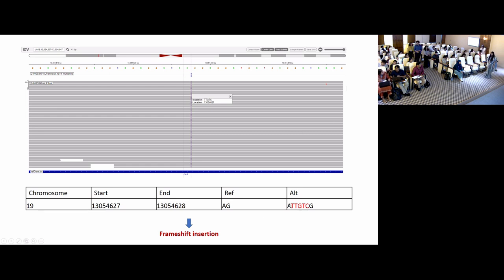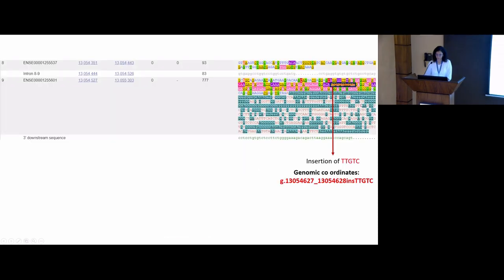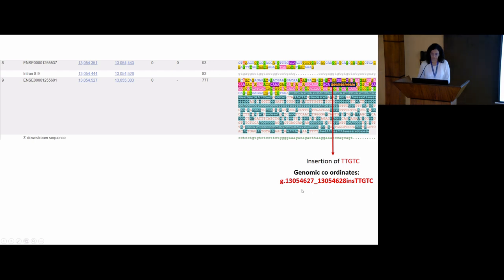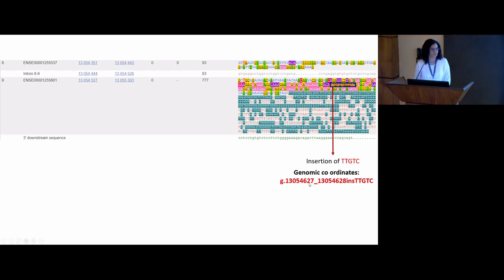Okay, so moving on. We had got this particular 5 base pair insertion. We map this on Ensembl and get the genomic coordinates, which is 130546227. As we had discussed, the range should be given when there is more than one nucleotide insertion or deletion. So 54627 to 54628, there is an insertion of TTGTC.